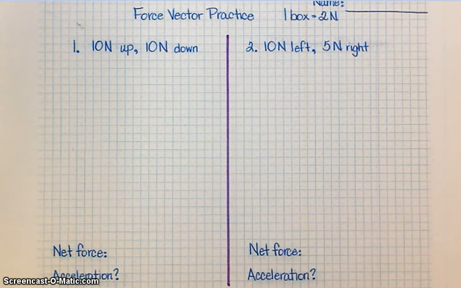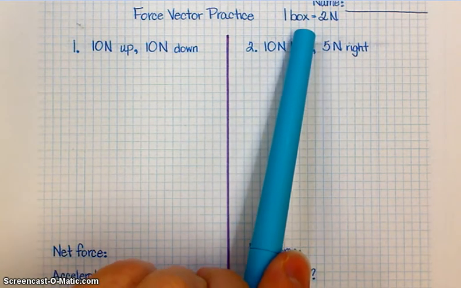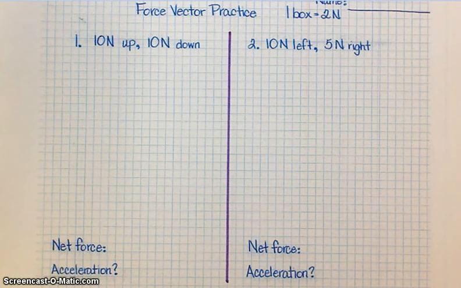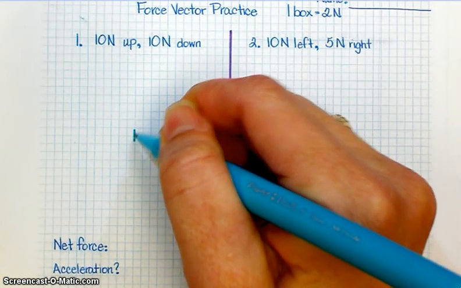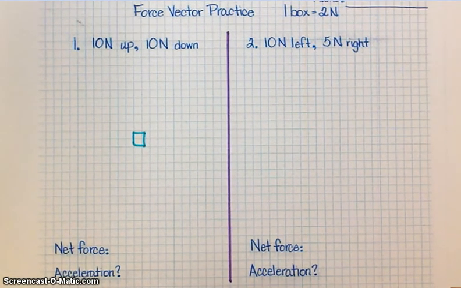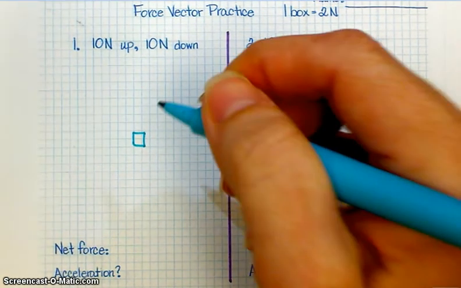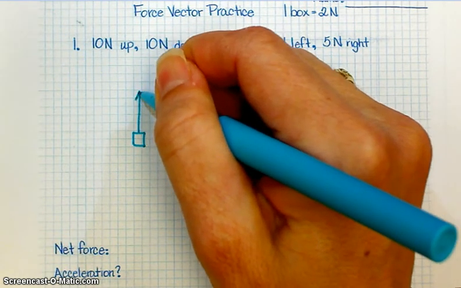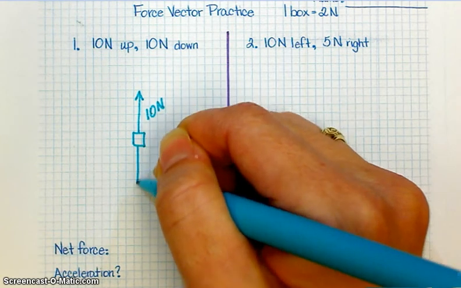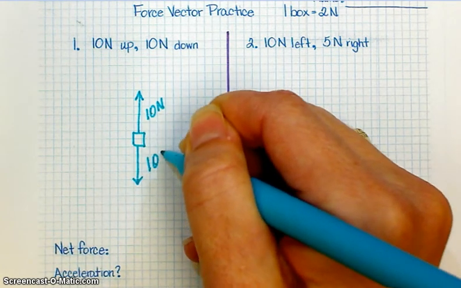All right, so the first one says a force of 10 newtons up and a force of 10 newtons down. I wanted you to try to draw your force vector arrows proportional to the boxes, but I'm really not too worried about that. So what we're going to do is just draw a box that represents whatever object the forces are acting on. And then I'm going to draw my force arrows. I'm going to draw one pointed up, label it 10 newtons. One pointed down that's about the same length, label that 10 newtons.